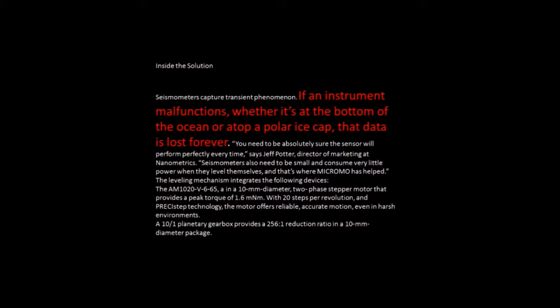Okay, seismometers capture a transient phenomenon. If an instrument malfunctions, whether it is at the bottom of the ocean or at the top of a polar ice cap, the data is lost forever. So it's telling us, okay, if you can denial of service this thing, you will lose a lot of data. And what happens if you do the same with 1,000 or 2,000 of these devices at the same time? This could greatly impact the research that these engineers are doing. You need to be absolutely sure that the sensor will perform perfectly every time. That's exactly what the director of marketing of Nanometrics says.